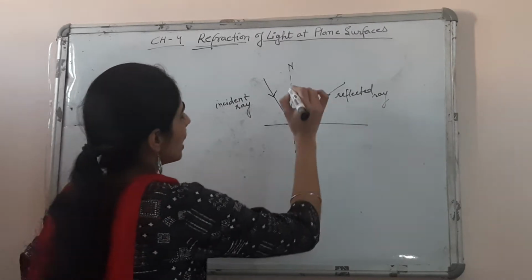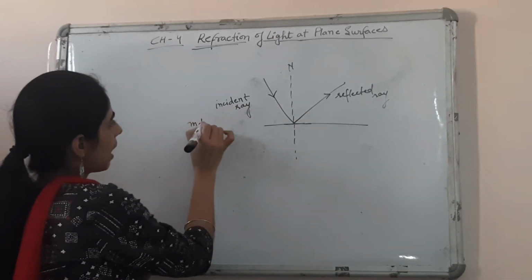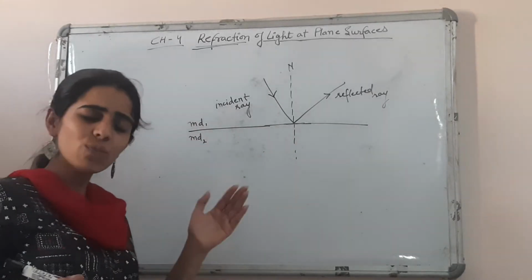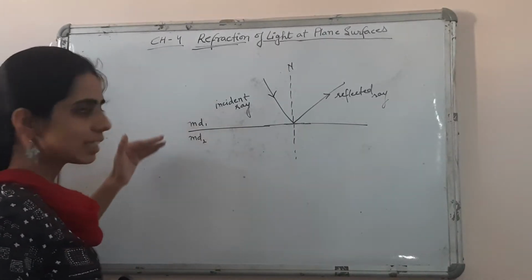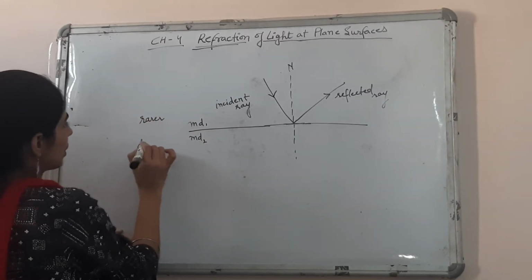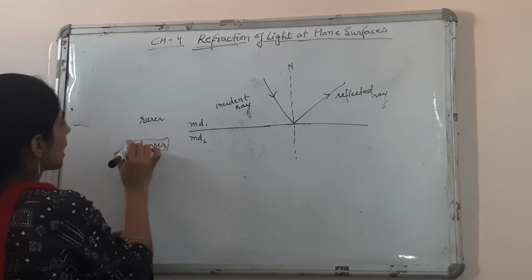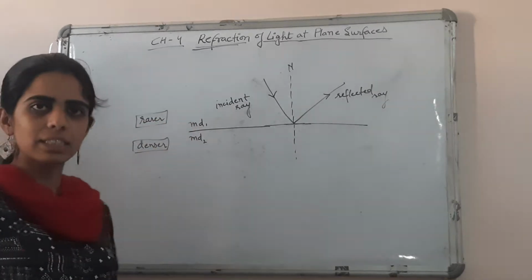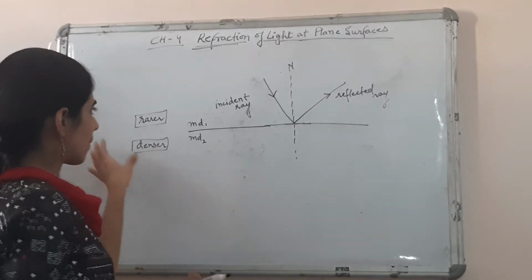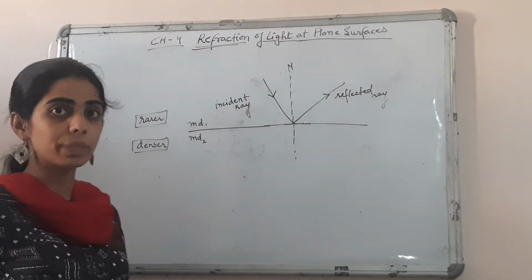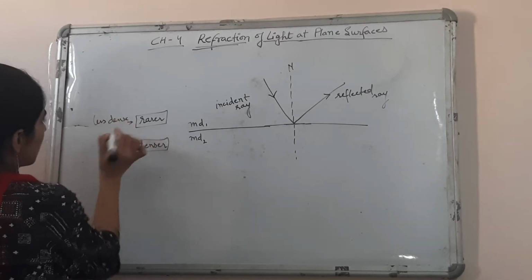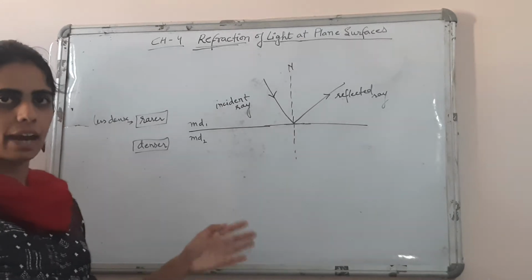So what will happen, children? In general terms, if I consider the upper part as medium 1 and the lower part as medium 2, these two mediums have different density. One of the two mediums will be rarer and another one is going to be denser. So what do you understand by the term rarer and denser? Denser means having more density, more number of molecules there, and rarer means having less number of molecules or being less dense. So I am writing the word less dense here for rarer medium. And denser we all know means having more number of molecules.